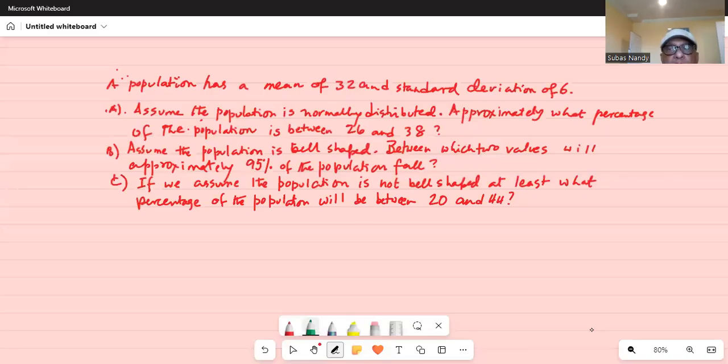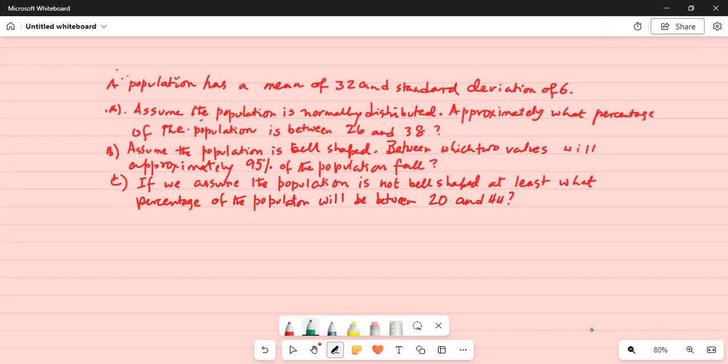So we are going to work on some area under the probability distribution curve. So here I go. A population has a mean of 32 and standard deviation of 6. Assume the population is normally distributed. Approximately what percentage of the population is between 26 and 38?